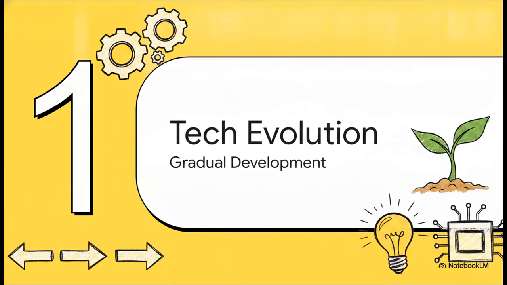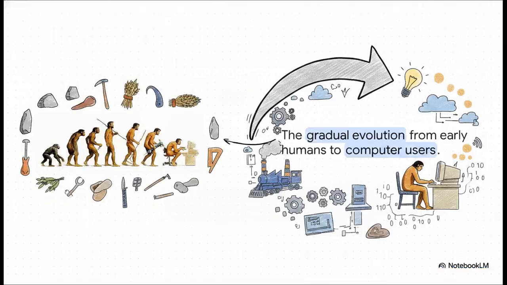Okay, kicking things off with Section 1, Tech Evolution and its Gradual Development. It's a familiar concept, right? That classic march of progress. We go from early humans foraging with the most basic sticks and stones to standing up straighter, developing agricultural tools, and eventually hunching right back over a glowing computer monitor. It's kind of funny, for sure, but it actually hits on a really profound truth.